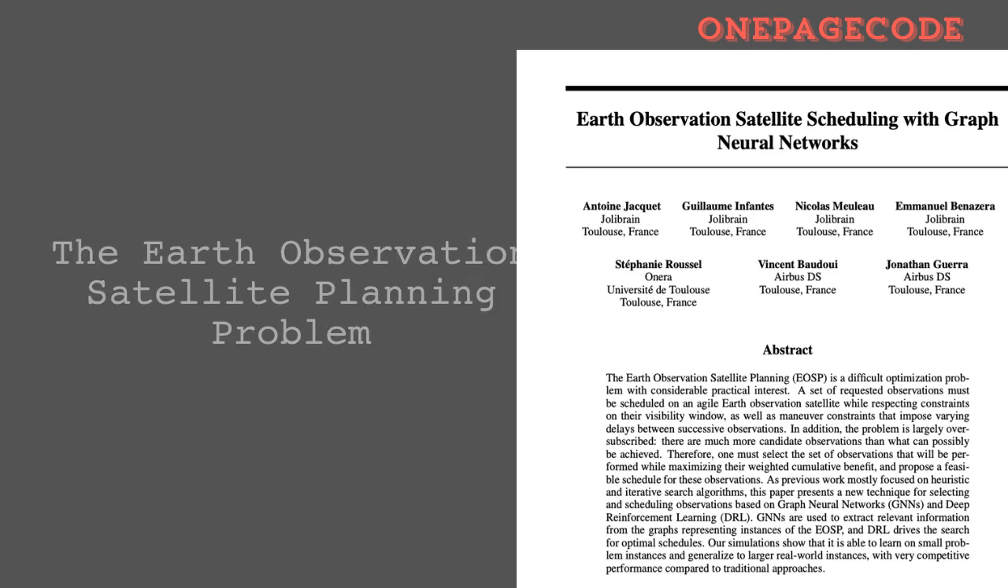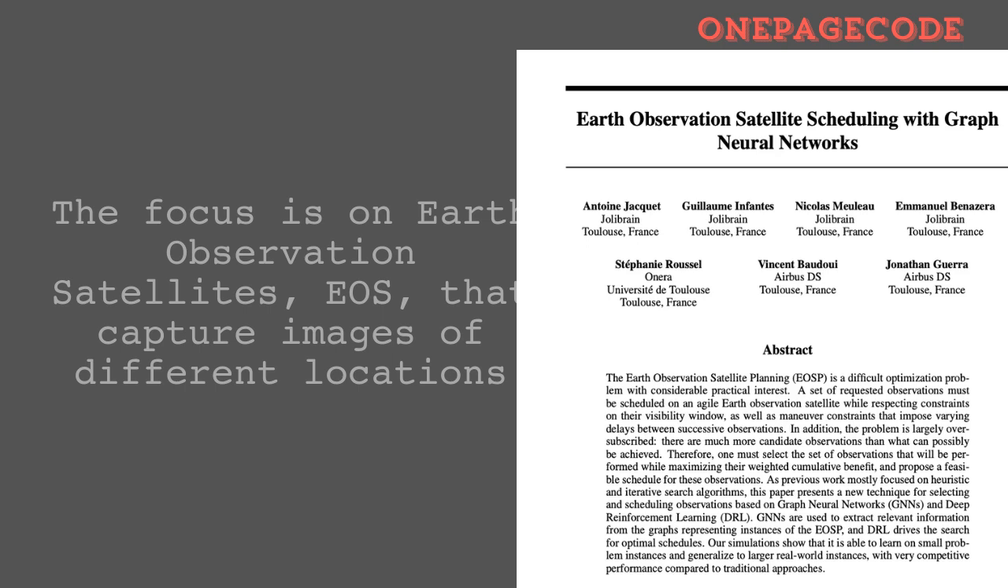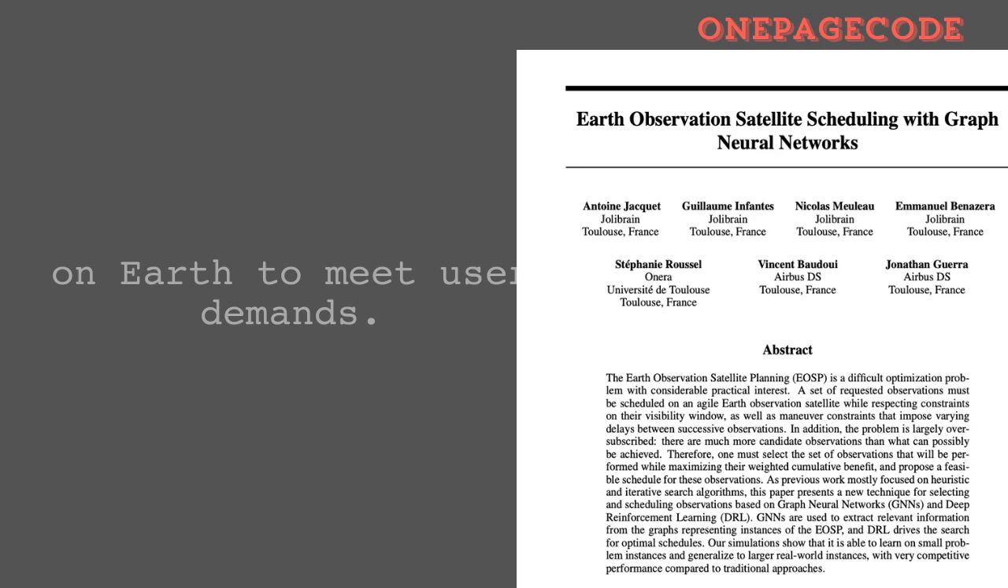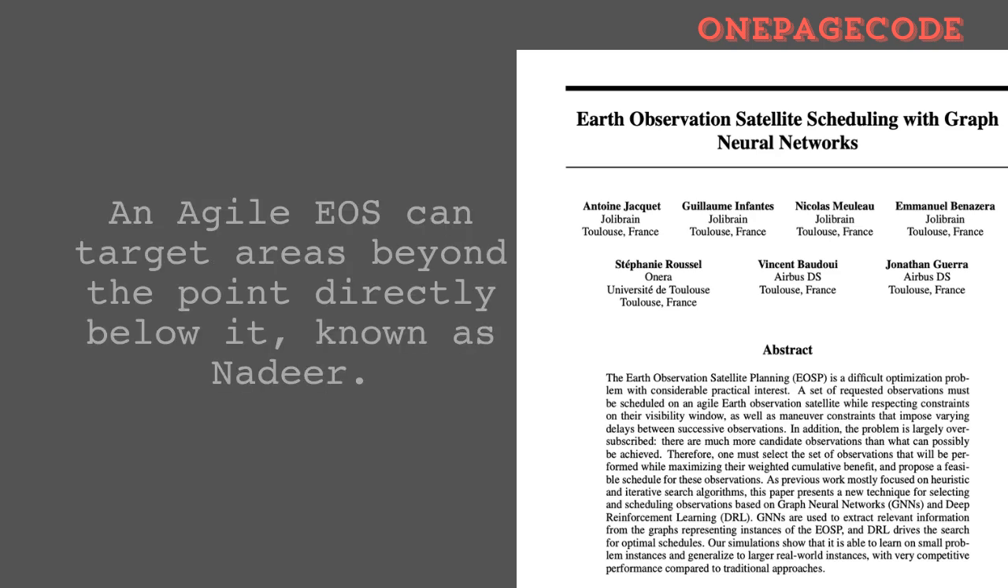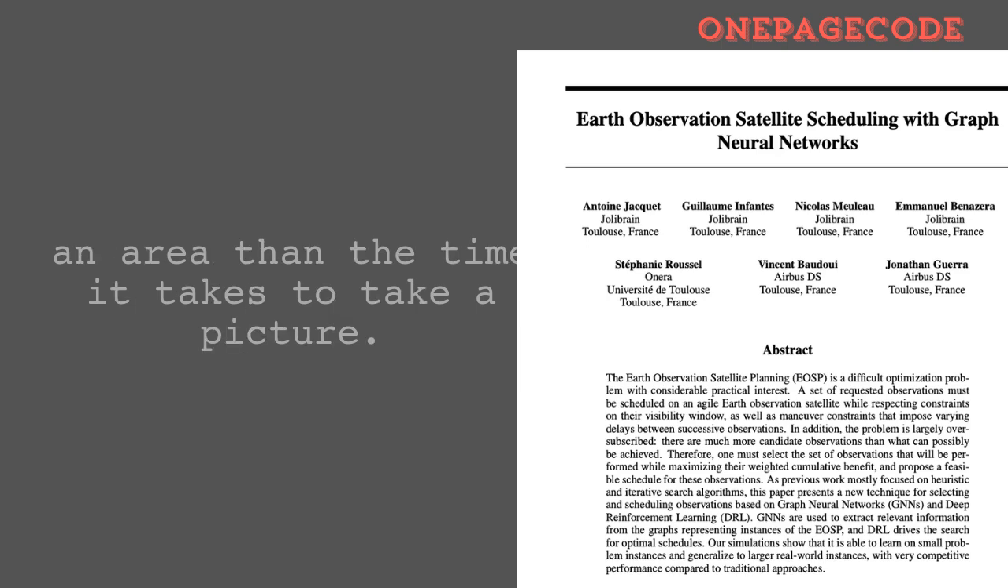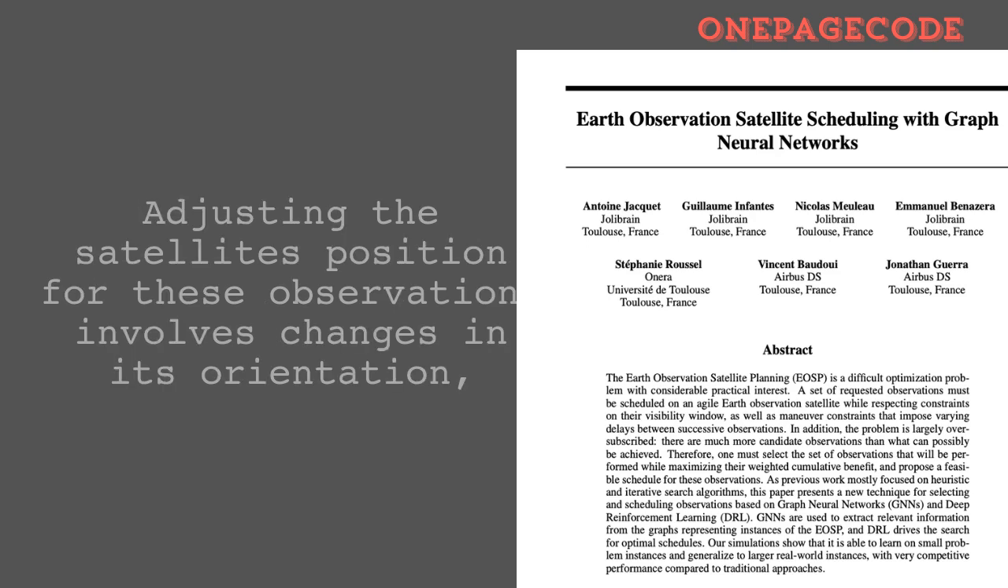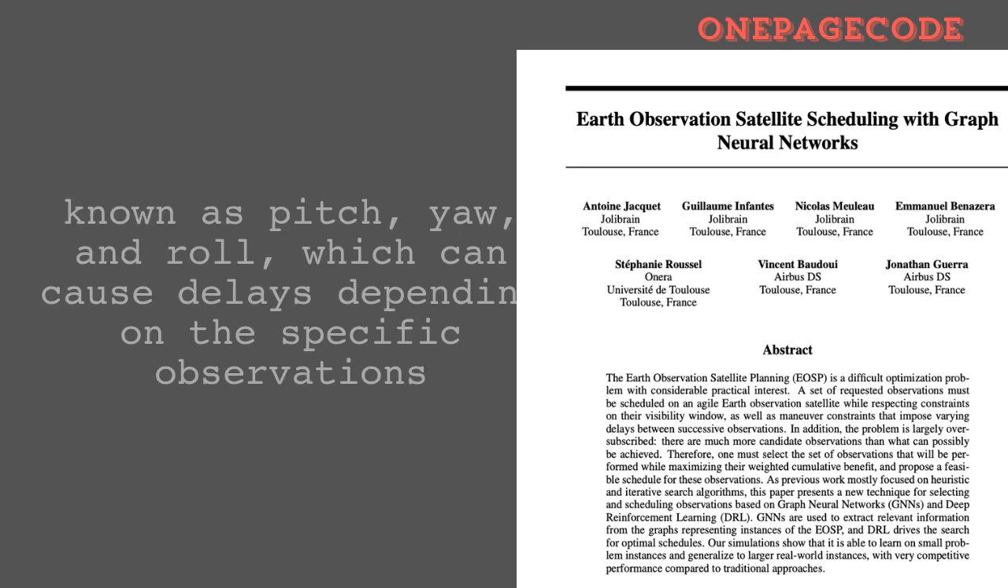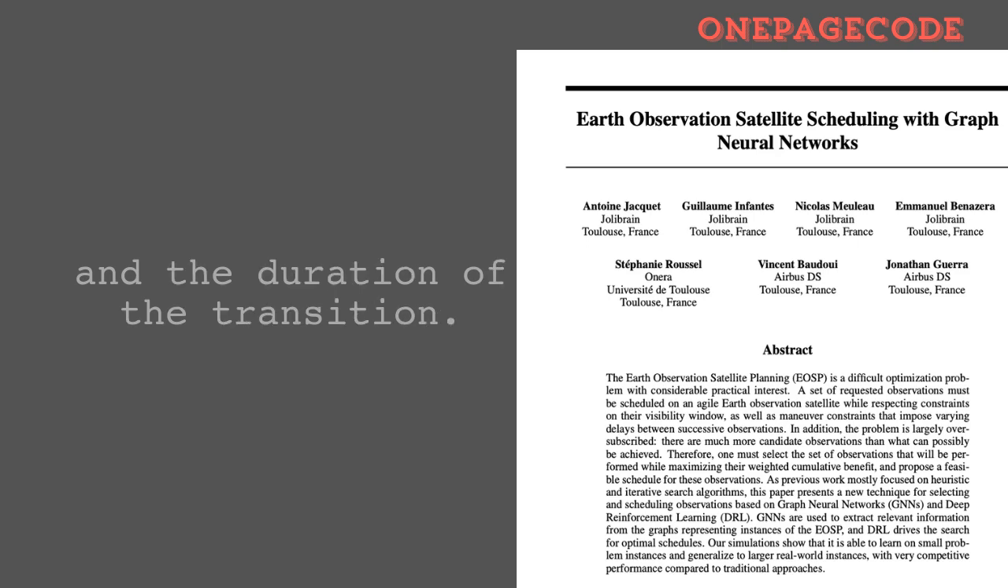The Earth Observation Satellite Planning Problem. The focus is on Earth observation satellites, EOS, that capture images of different locations on Earth to meet user demands. An agile EOS can target areas beyond the point directly below it, known as nadir. These satellites operate in low orbit, meaning they have a longer time frame for observing an area than the time it takes to take a picture. Adjusting the satellite's position for these observations involves changes in its orientation, known as pitch, yaw, and roll, which can cause delays depending on the specific observations and the duration of the transition.